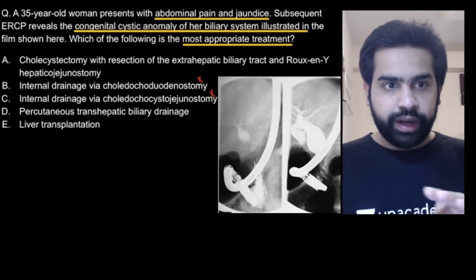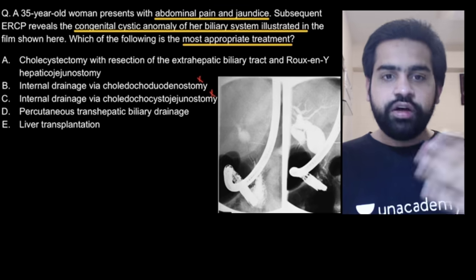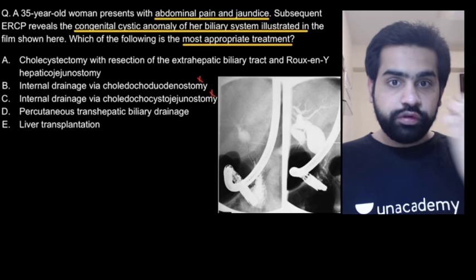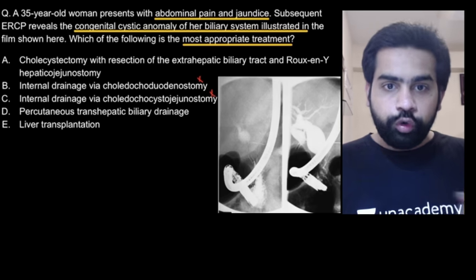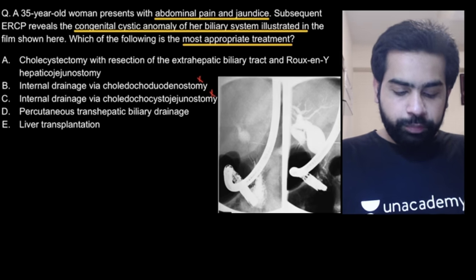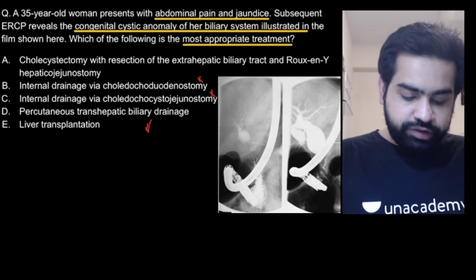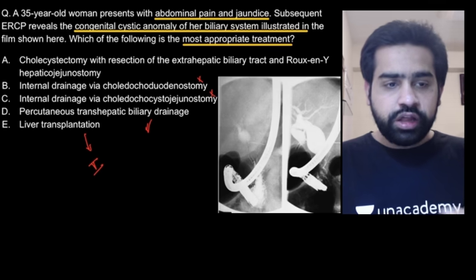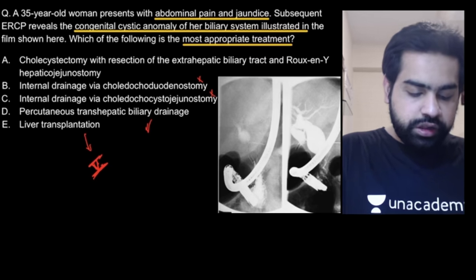Why? I will tell you why. But please understand, we don't prefer to go just for an internal drainage. For example, in a pseudocyst of pancreas, we go for an internal drainage. But here in the choledochal cyst, we do not. Now, percutaneous transhepatic biliary drainage, again we don't drain. And liver transplantation is specific for the type 5 disease. For Caroli's disease, we prefer to go for liver transplantation. Now please understand, the answer is A.